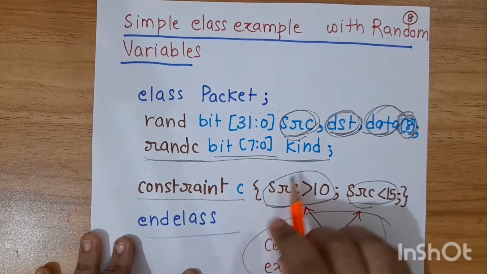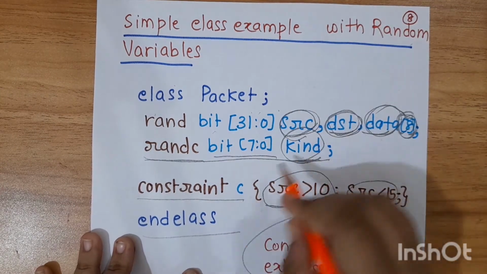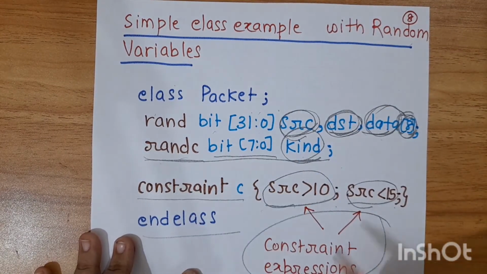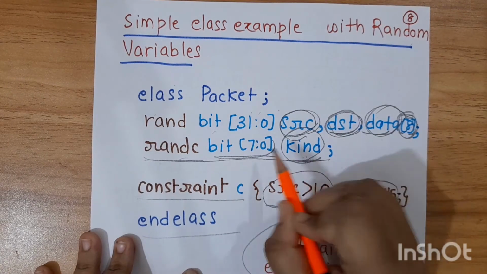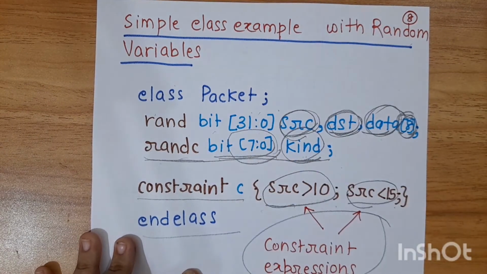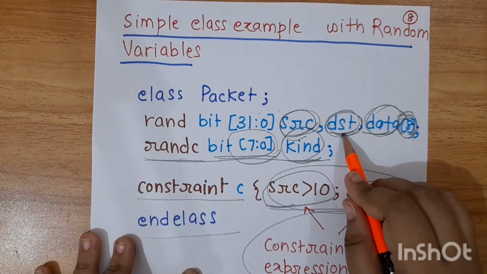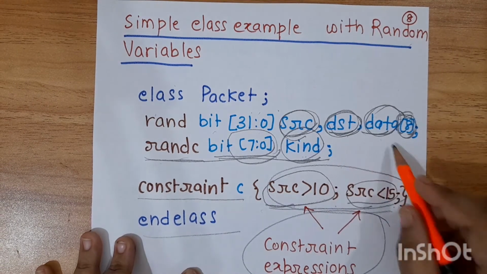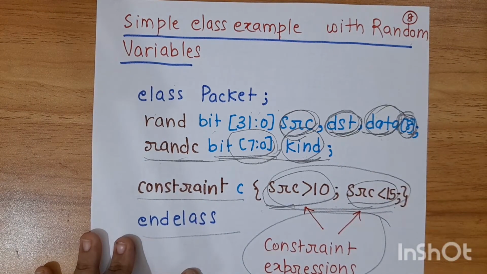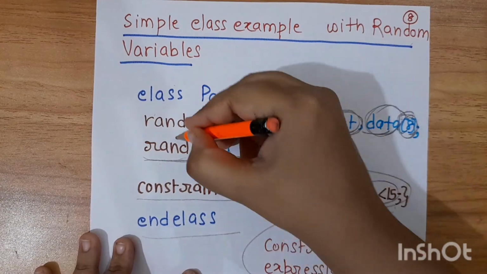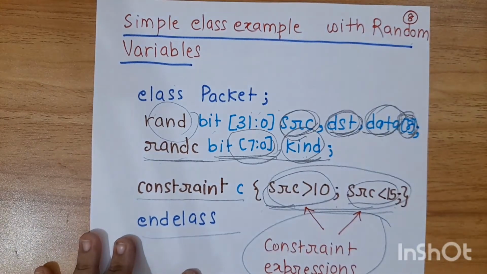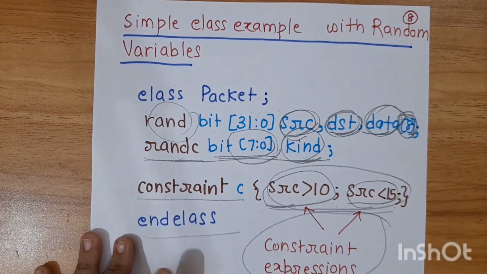Randc, kind is having the keyword randc, and the field kind has a width of 8 bit. Constraint is provided for src, source address. There is no constraint for dst, destination address, or data, so any value it can take based on the randomization, because the rand keyword is put.